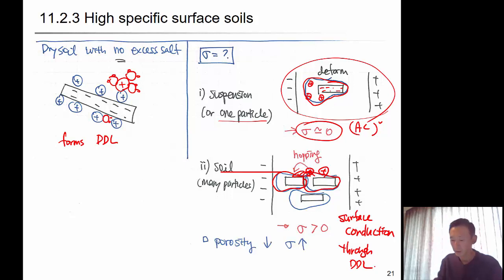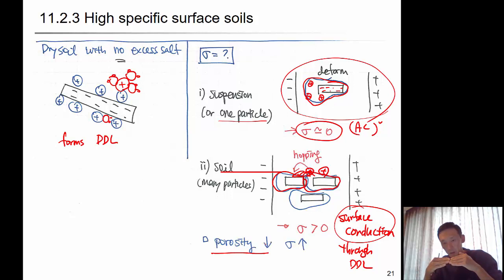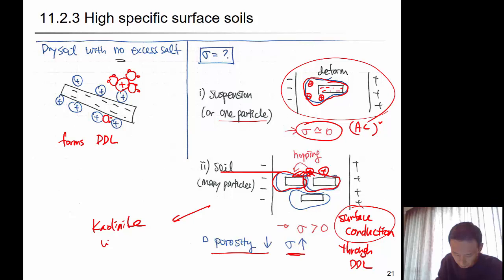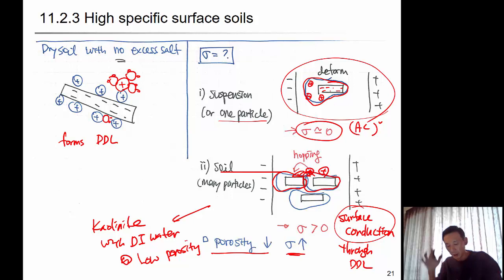So in this case, as you get more particles, the particle-to-particle distances get closer, and the contribution of the surface conduction gets bigger. Right? So it will play more of a role in the electric conduction. So as the porosity decreases, the particles become closer, they are more packed, so the electrical conductivity increases. This is the case with kaolinite with DI water at low porosity. So very highly compacted kaolinite with pure water can have a very significant surface conduction.